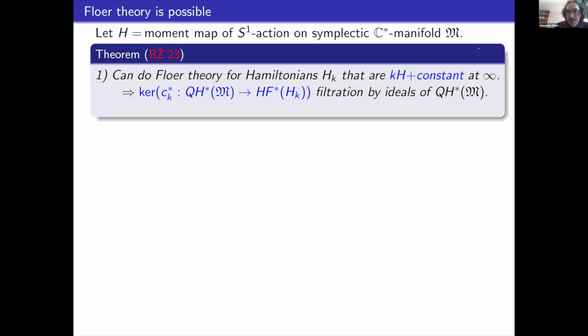So yeah, let me summarize the main results. First of all, I'll just repeat once more. Instead of using the radial coordinate that we're familiar with from convex symplectic manifolds, we replace the radial coordinate just by the moment map of the S1 action. And we're looking at Hamiltonians that at infinity are a multiple of this moment map, and this multiple is the slope parameter. From what we said at the beginning of the talk, we automatically get these kernels of the continuation maps, and they give us a filtration by ideals of quantum cohomology.